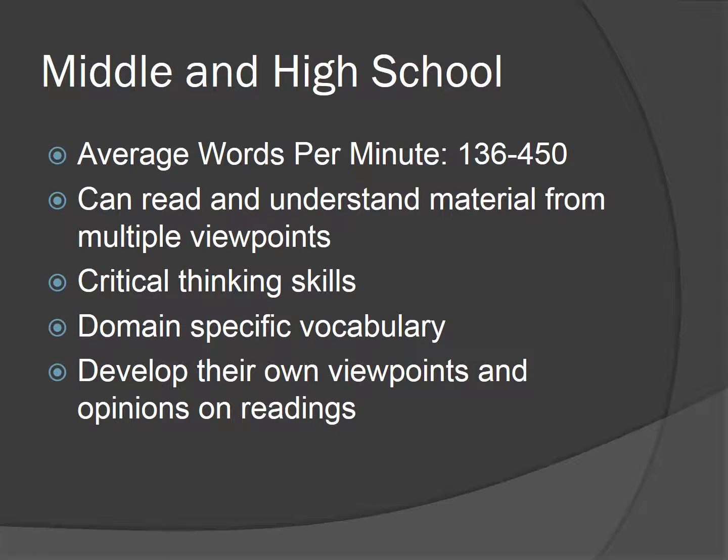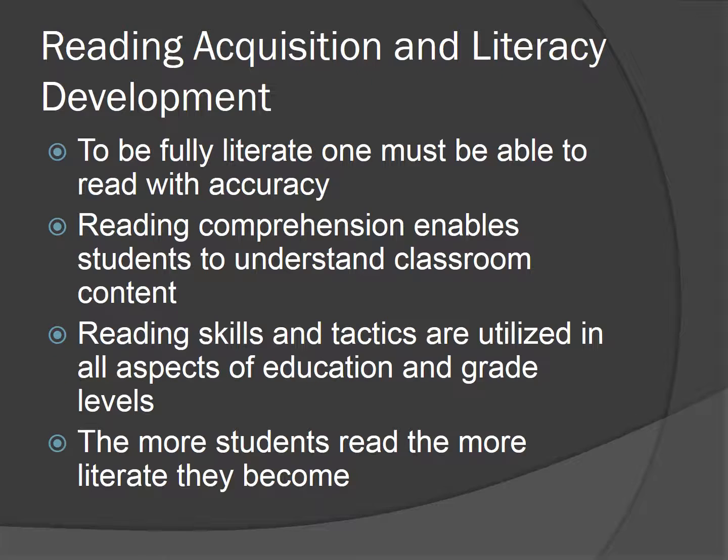In the middle and high school stages, the average words per minute that a child is able to read would be between 136 and 450, which is a really broad range. They can read and understand material from multiple viewpoints, so you could give them two sources and have them compare and contrast those things with their critical thinking skills. They're also beginning to understand domain-specific vocabulary and develop their own viewpoints and opinions on the readings.